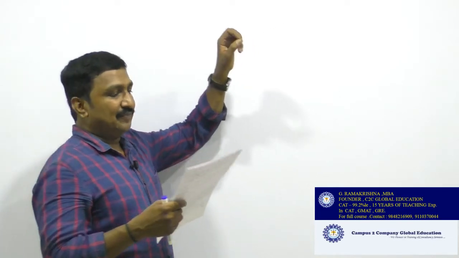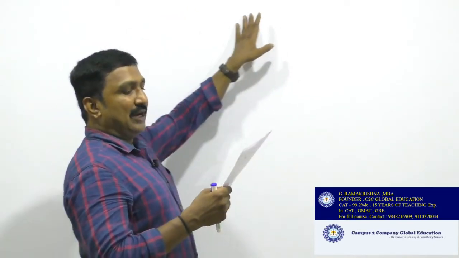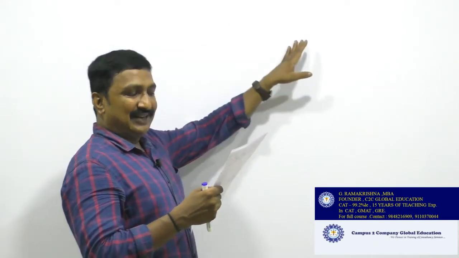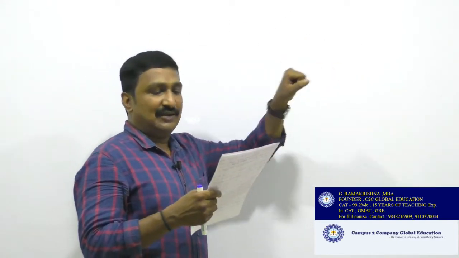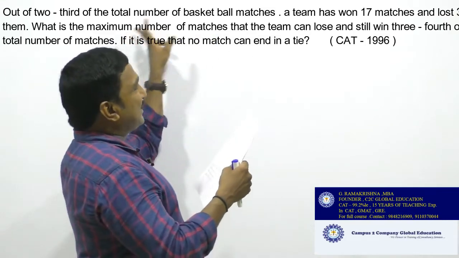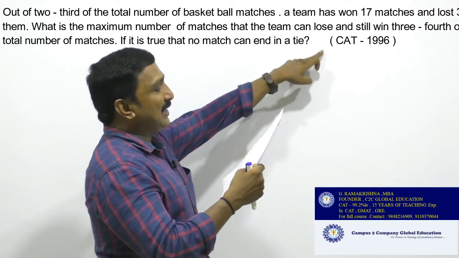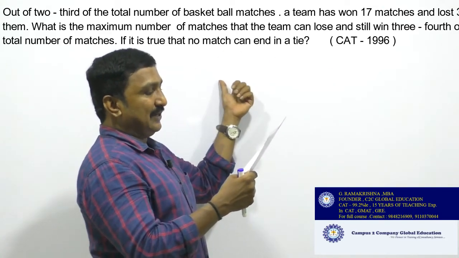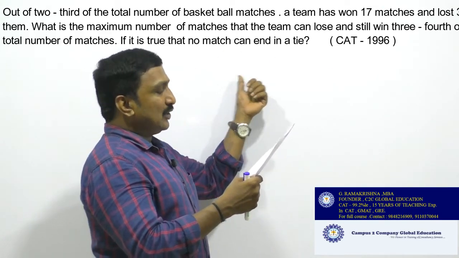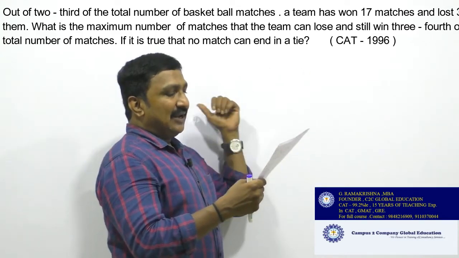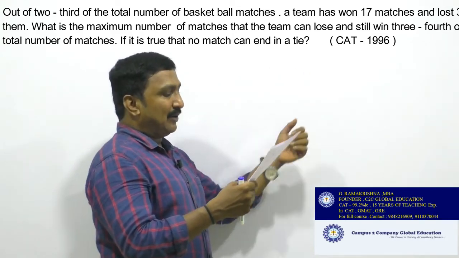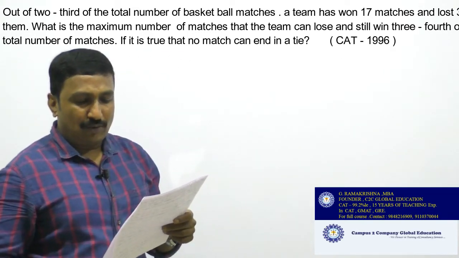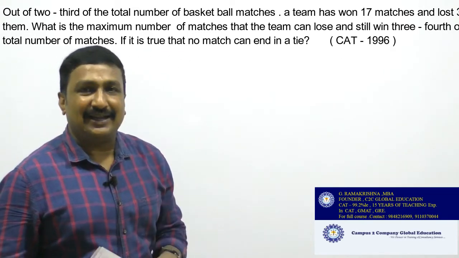So what is the question? Out of 2/3 of the total number of basketball matches, a team has won 17 matches and lost 3 of them. What is the maximum number of matches that the team can lose and still win 3/4 of the total number of matches? First, if it is true that matches can end in a tie. Second, if it is true that no match can end in a tie.